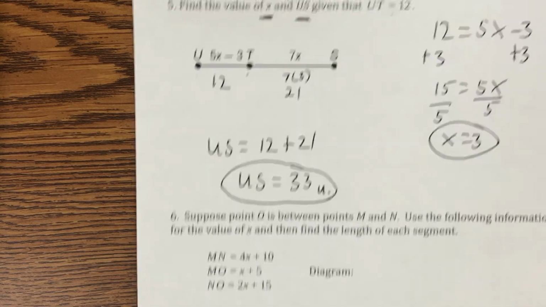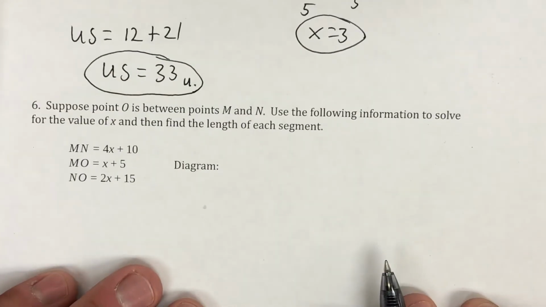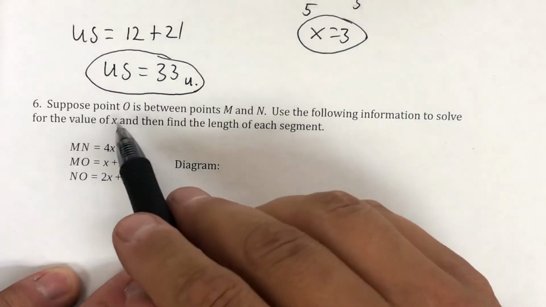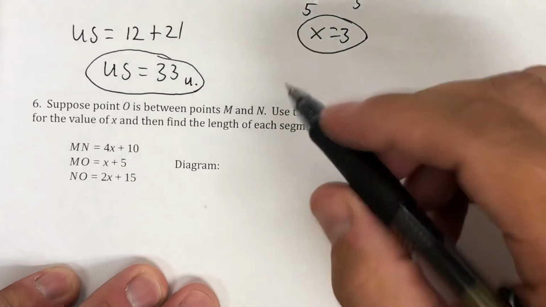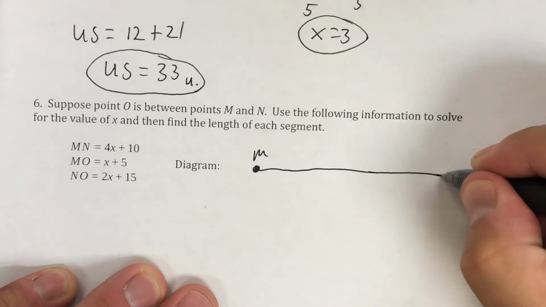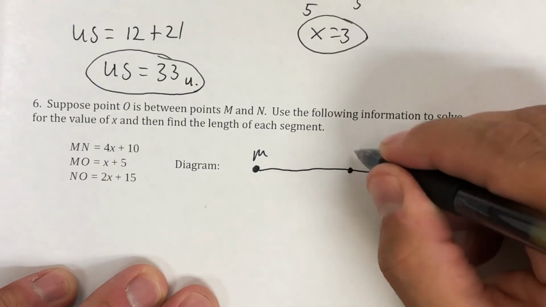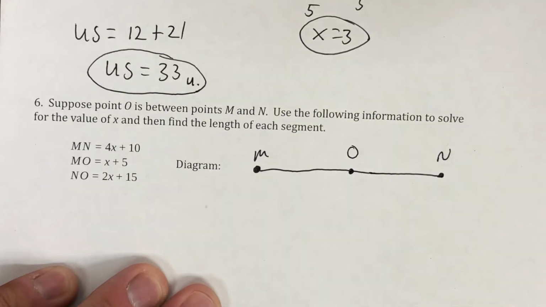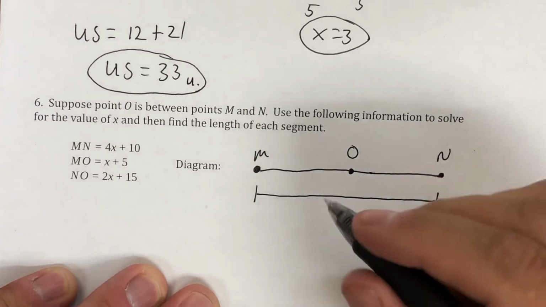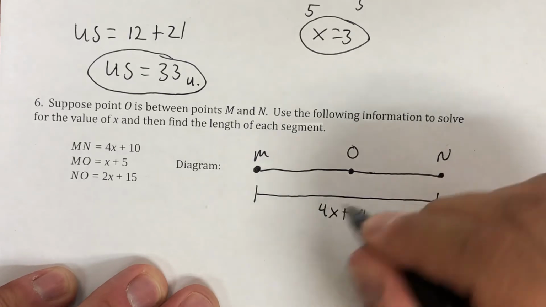So, last one. I'm going to have to draw a picture for this one as well. So, drawing out my diagram. Let's see here. Suppose point O is between M and N. So I know that I have M as an endpoint. I have N as an endpoint, and O is somewhere in between. Doesn't matter where. I'm putting it there. Now we'll label what we know. M to N. Whole thing. Putting that down below. I'm labeling it as 4x plus 10.